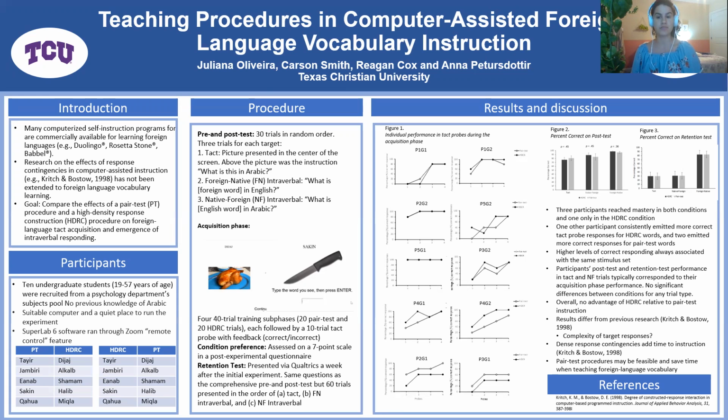So as you can see here, there were 5 participants that had very similar acquisition curves in both conditions. We had 3 participants that seemed to learn faster in the HDCR condition, and 2 participants seemed to learn faster in the pair test condition. So on the average, there were no differences between conditions.